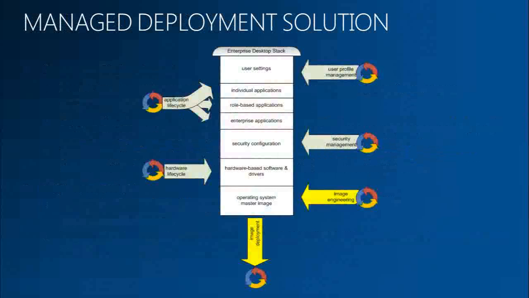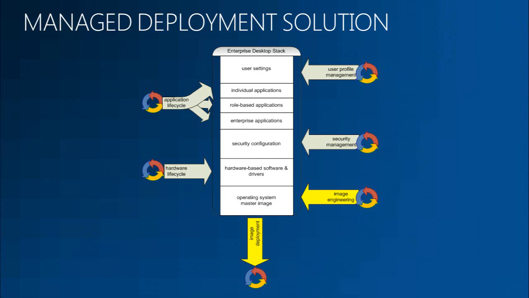So, you've seen this diagram before. It's Microsoft's idea of a managed deployment solution. It's very much layered like a wedding cake. We start at the bottom with an operating system master image, and that can be the master image directly off the Windows 7 DVD, or it could be something that you engineer in an image engineering lab, that has your customizations and your changes for your environment.